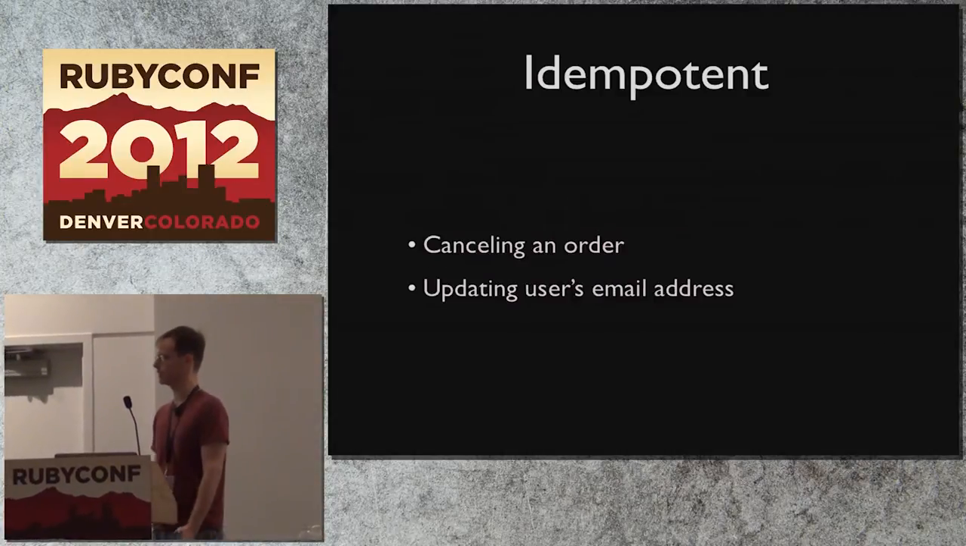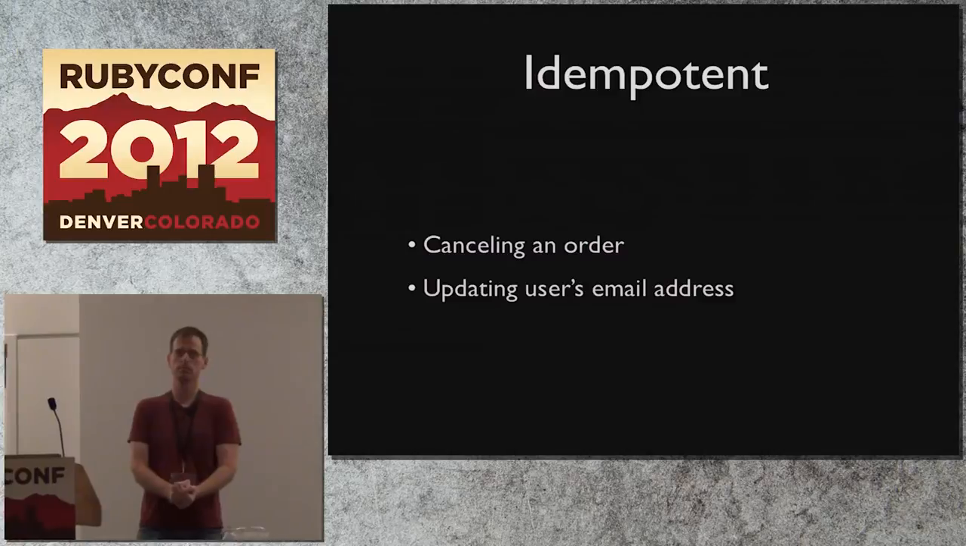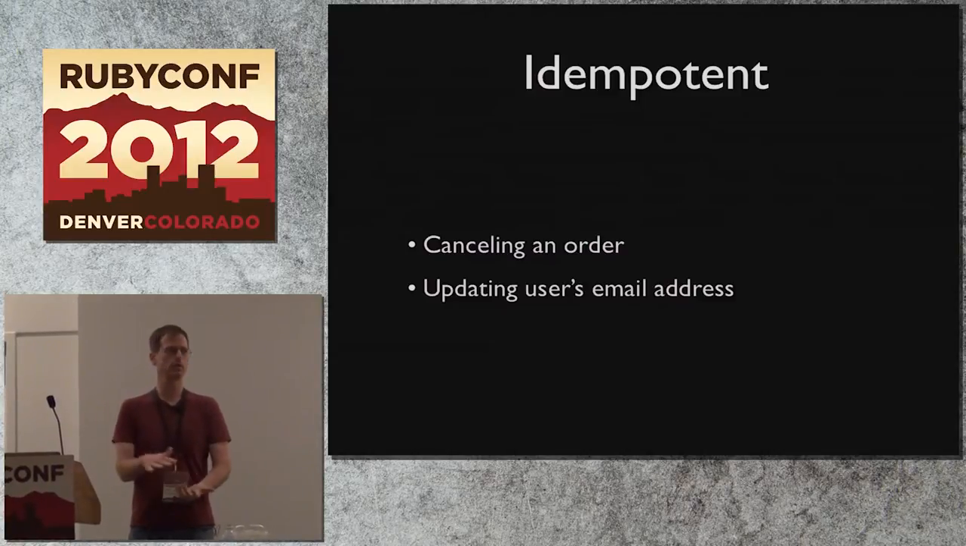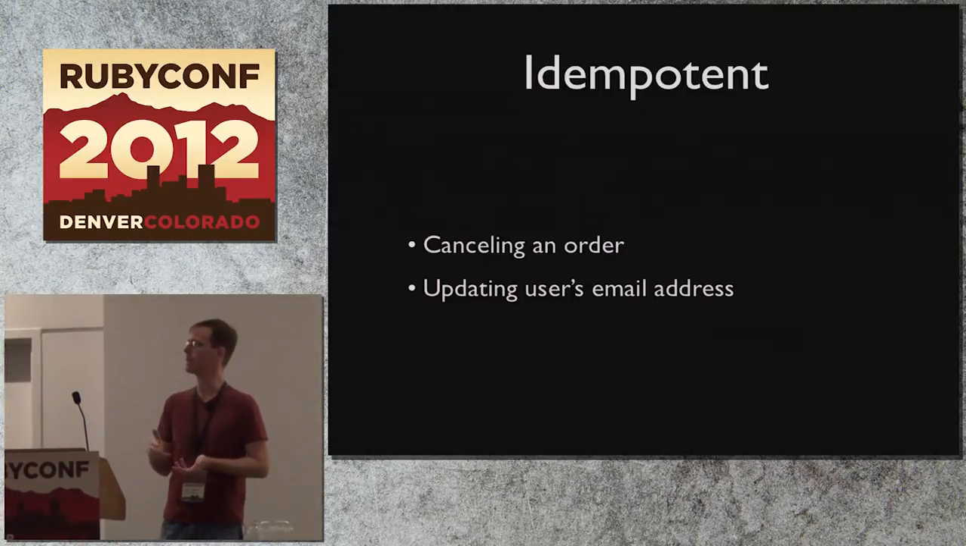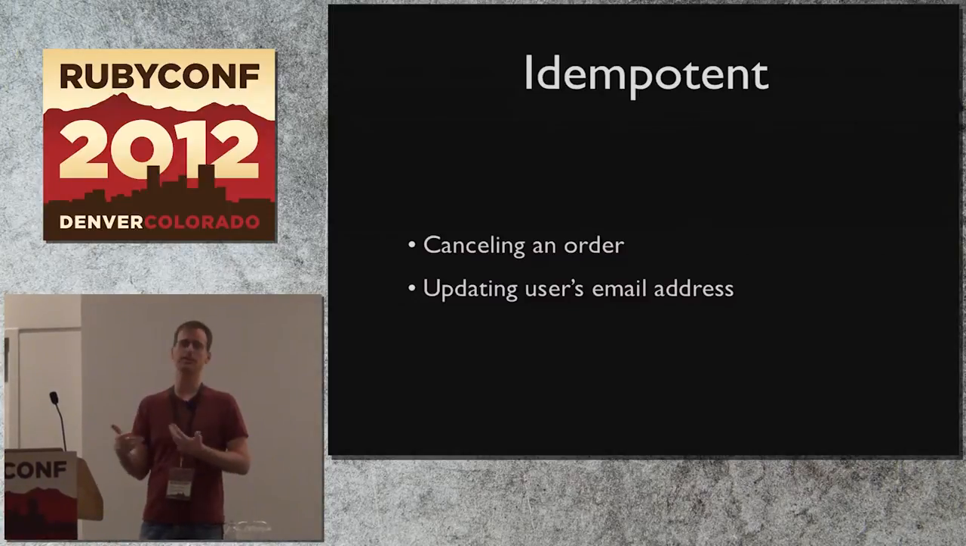Examples of things that are idempotent: canceling an order. Once you've canceled that order, you can cancel it as many more times as you want. Nothing bad's gonna happen. If you update your email address, you change it to bob@example.com, you can continue to update it to bob@example.com. It's not gonna harm anything.